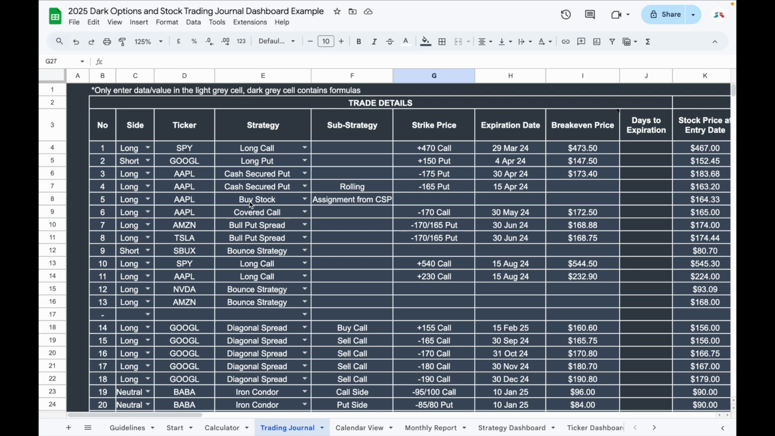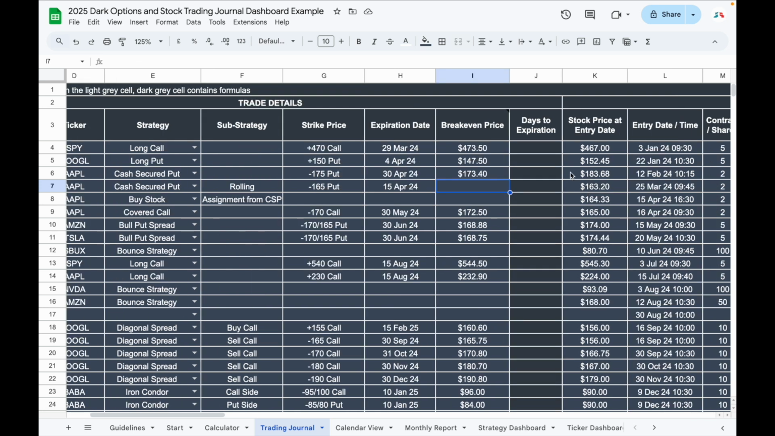Let's start with single leg options such as buying and selling calls or put options. First, input the trade number, select the trade direction from the drop-down list, and enter the stock ticker. Select the strategy name from the drop-down list. If you trade strategies like cash secured put or covered call, which require rolling, you can enter rolling under the sub-strategy column. Enter the strike price, option expiration date, and the break-even price at expiration. The days to expiration column will automatically calculate how many days are left if the trade is still open.